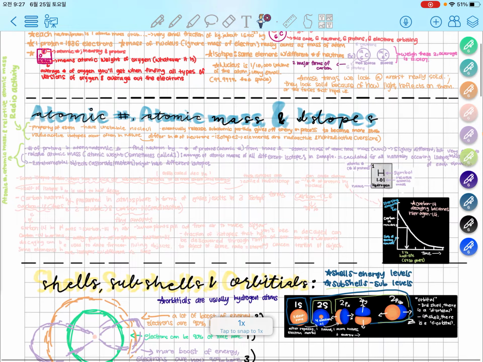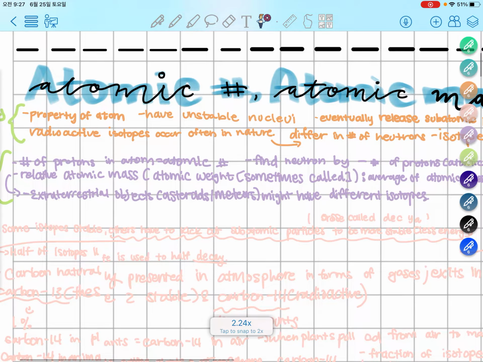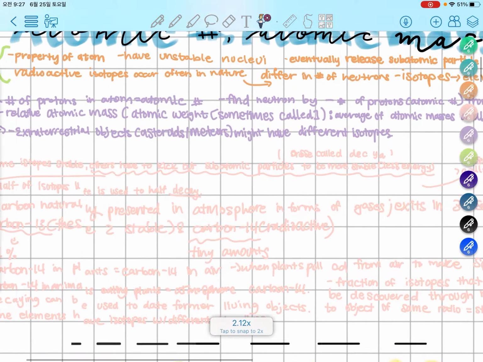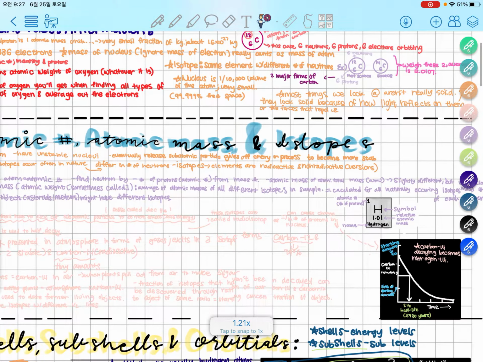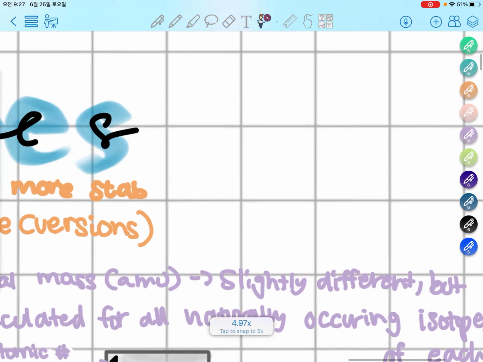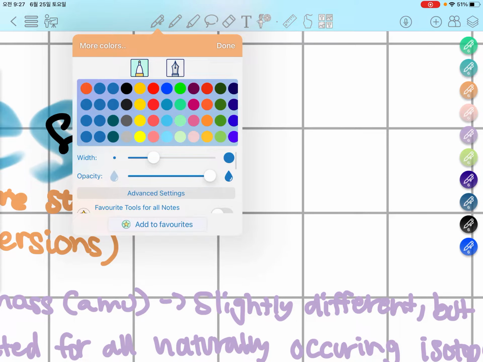Atomic and isotopic mass and isotopes. So this is based on radioactivity. The property of atoms is that they have unstable nuclei. Radioactive isotopes occur often. Nuclei eventually release subatomic particles that give off energy in their process to become more stable. I forgot to continue writing stable there.